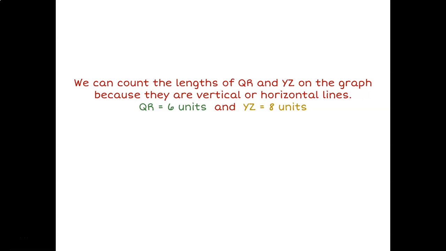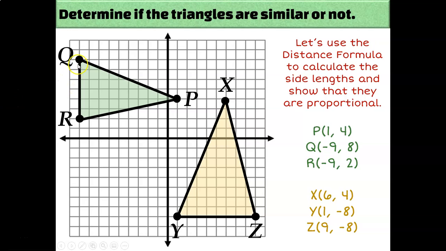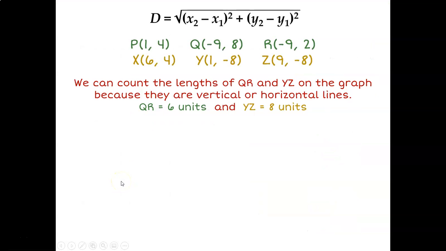2 of them are horizontal or vertical lines, which means I can just count. So QR is 1, 2, 3, 4, 5, 6 units, and YZ is 1, 2, 3, 4, 5, 6, 7, 8 units. These two segments I can count the lengths of because they're horizontal or vertical. I can't count the length of diagonal segments. So that's what the distance formula is for.